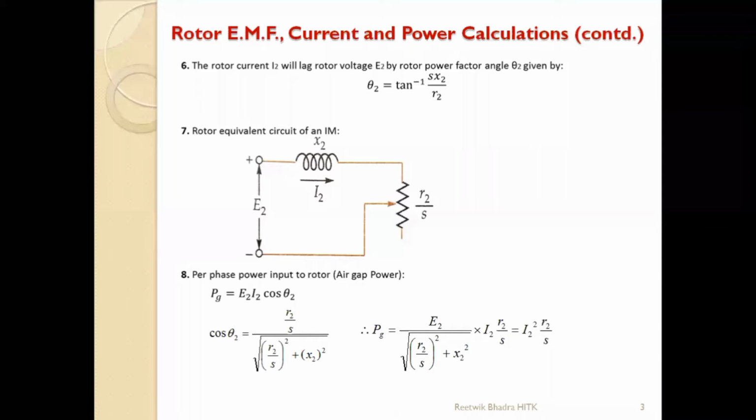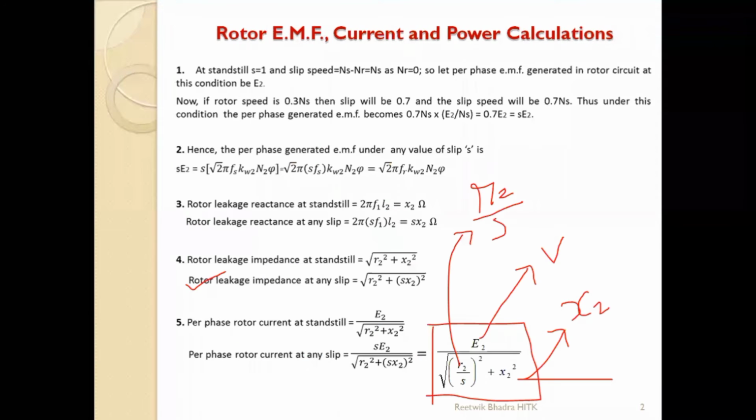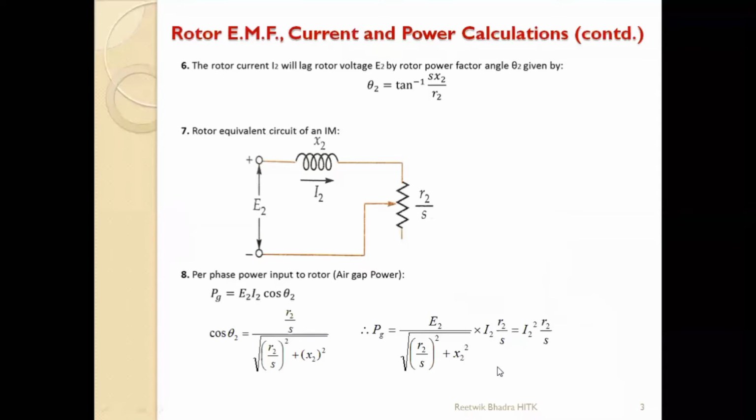So next, now comes the main equations. These are all the impedance calculations, current calculations. Now the main equations come. Per phase power input to the stator. What is the input from the rotor? What is the input from the stator that comes into the rotor?